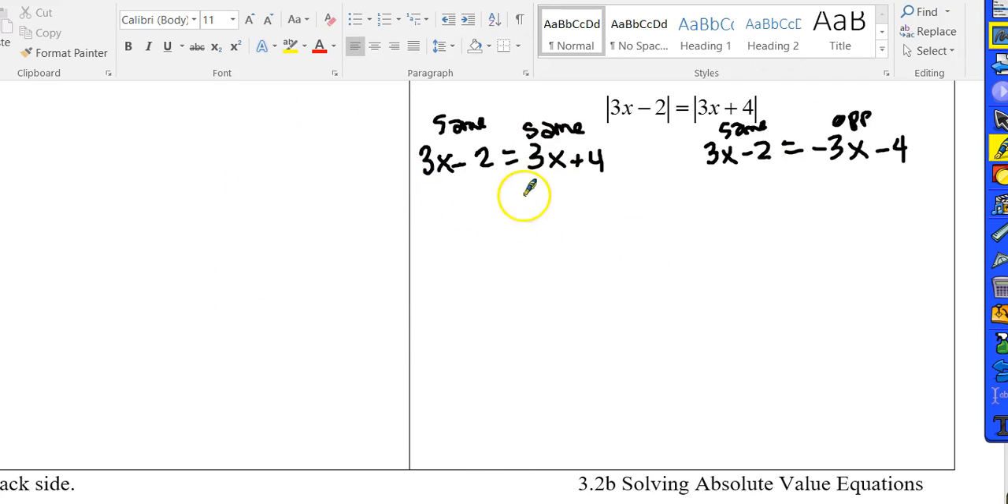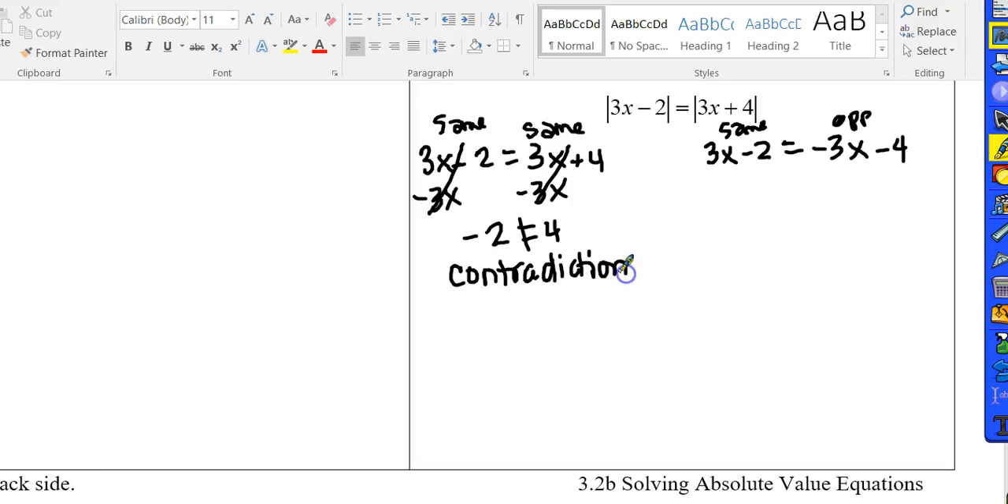On the first one, you'll notice that when I move the 3x to combine like terms, it cancels out on both sides. And I'm either left with the statement negative 2 equals 4, or if I add 2 to both sides, I'm left with the statement 0 equals 6. Well, that's not true, and that's what we call a contradiction. Now, this does not mean that we're done with the problem. It just means that it's losing a solution. We don't have a same solution.